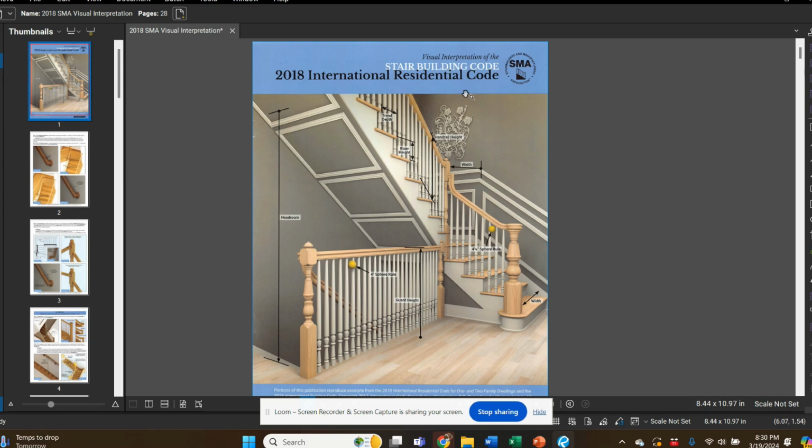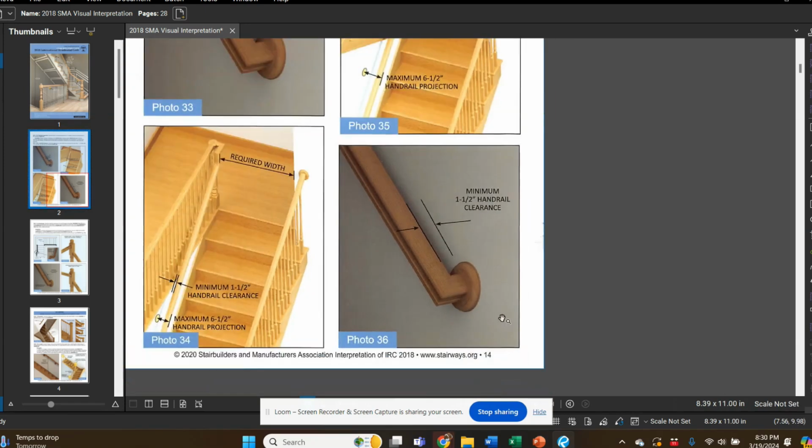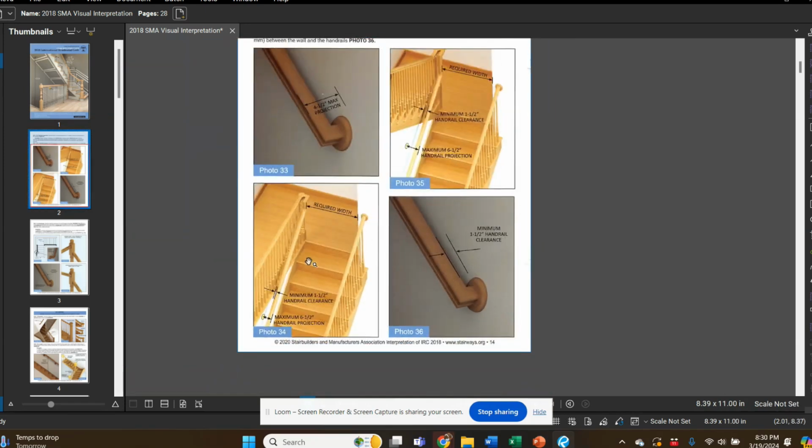stair code. We're going to use that to help us understand the difference between guardrails and handrails. So if you could turn for me here to page 14. Okay, and we're going to look at this image here.